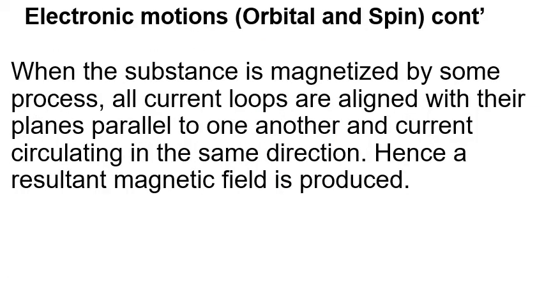When a substance is magnetized by some process, all current loops are aligned with their planes parallel to one another and current circulating in the same direction. Hence, a resultant magnetic field is produced.